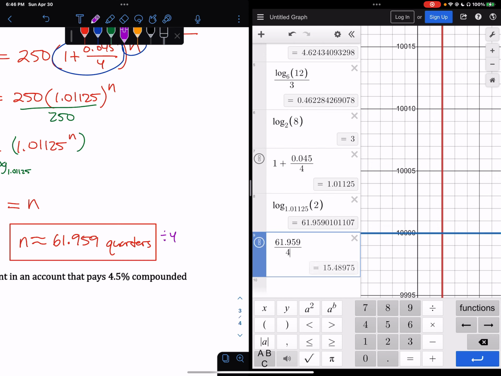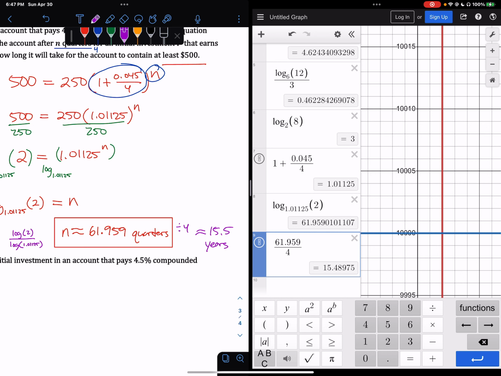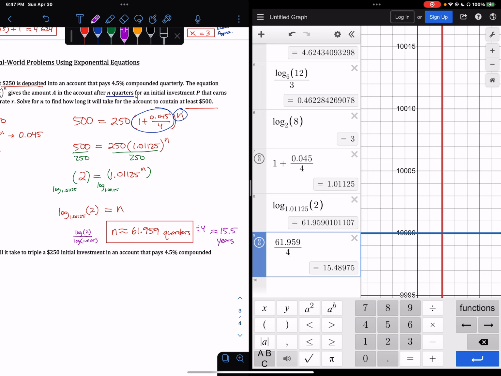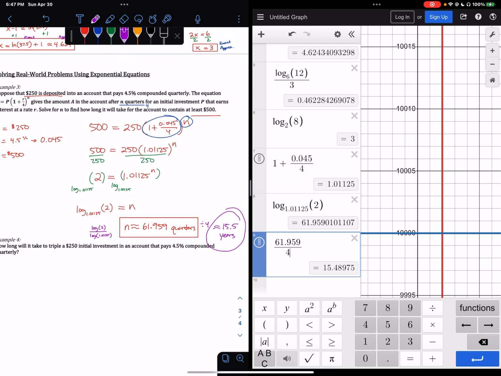61.959 divided by 4 gives us approximately 15, we'll just say 15.5 years. Okay, so the 61.959 quarters is not a wrong answer, but we typically like to think in terms of years, so it helps to know that conversion. Hey, this was 15 years. It's a lot easier for our brains when we talk to somebody about that to say, oh, okay, 15 years, like that we can actually visualize that amount of time.